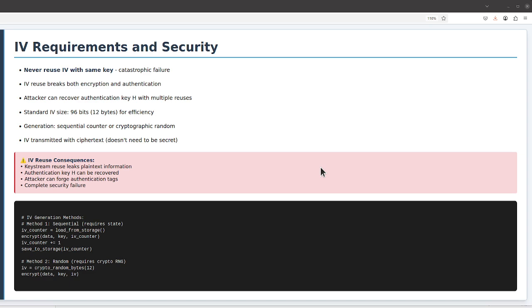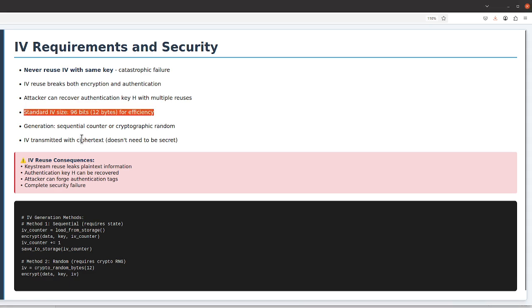The standard IV size for GCM is 96 bits, which is 12 bytes. This size is recommended because it is efficient. With a 96-bit IV, the counter initialization is simple. You just append a 32-bit counter value to the IV. If you use a different IV size, GCM has to hash the IV first, which is slower. Most protocols standardize on 96-bit IVs.